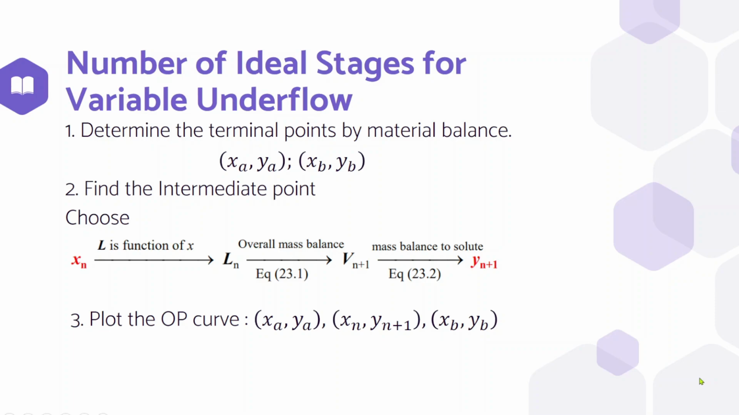So for the number of ideal stages for variable underflow, first we are going to determine the terminal points XA,YA and XB,YB by material balance. And then we are going to find the intermediate point. So for xn here, we are going to choose L as a function of x. Then we're going to solve for Ln, then overall mass balance to get Vn plus 1, then mass balance to solute to get Yn plus 1.